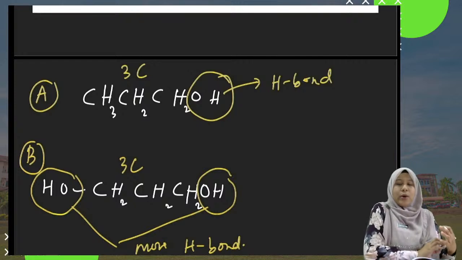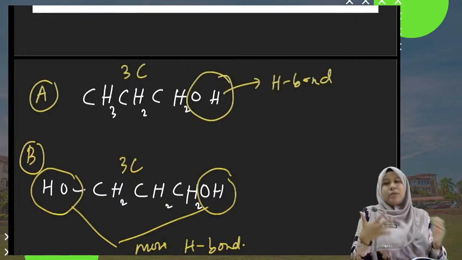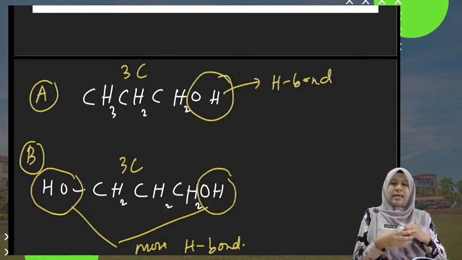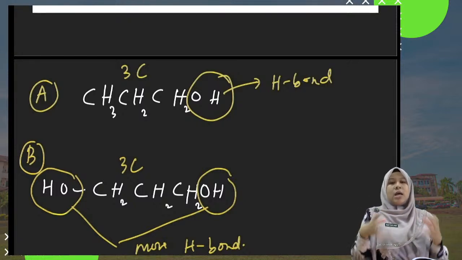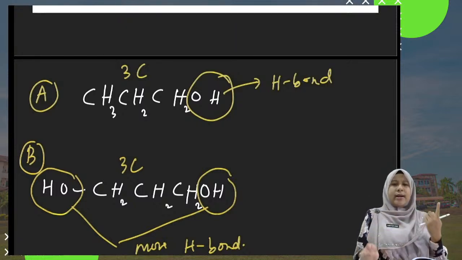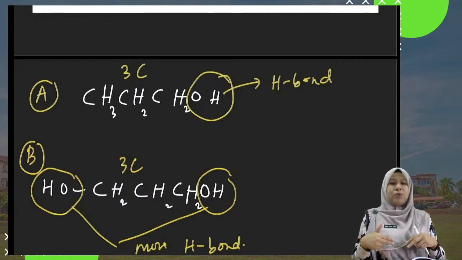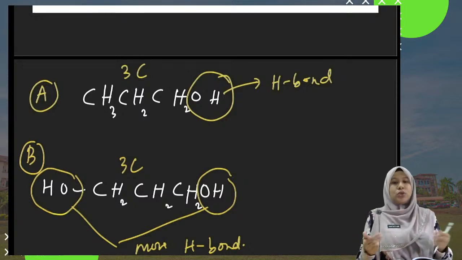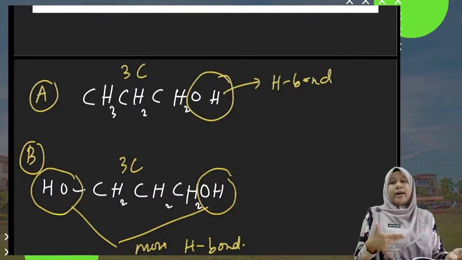Okay, so we will discuss boiling point. Boiling point is the energy needed to break the intermolecular forces in alcohol. So here, for structure A, we have only 1 hydrogen bond. Compared to structure B, we have more hydrogen bonds. If you look here, we have 2 hydroxy groups, which represents more hydrogen bonds.